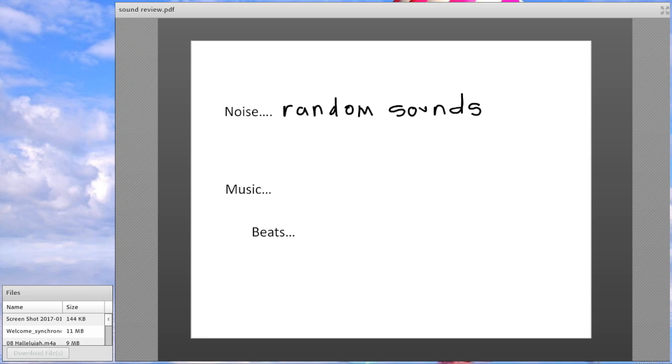And then music is non-random, right? Music has a recognizable pattern. That's why when we turn on the radio, if we hear a song, we're like, oh yeah. Before even the person starts singing, sometimes you can tell what song it is because it has that recognizable pattern. And part of that recognizable pattern, or part of music, is the beat.